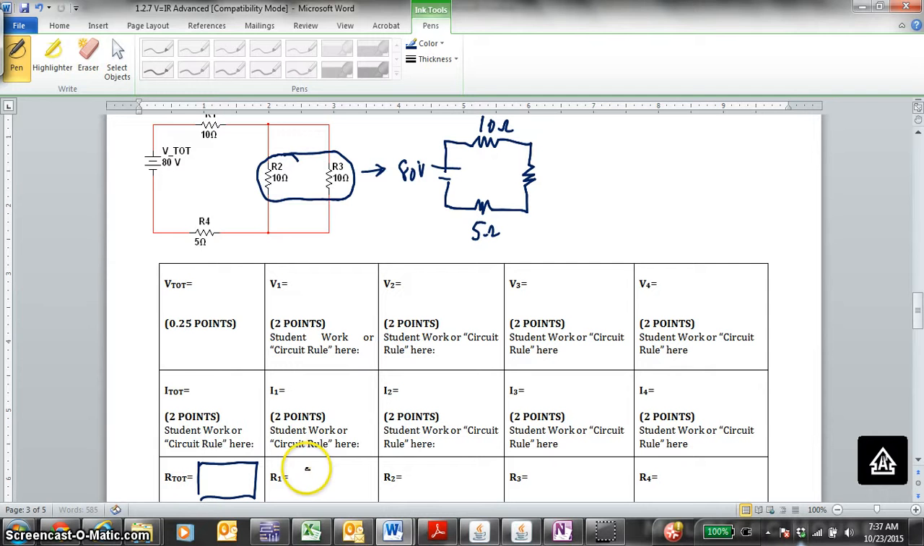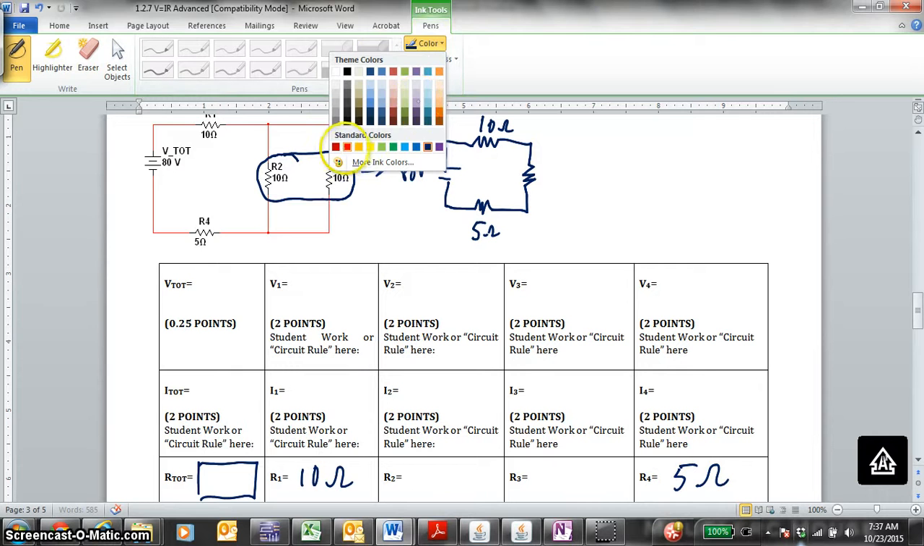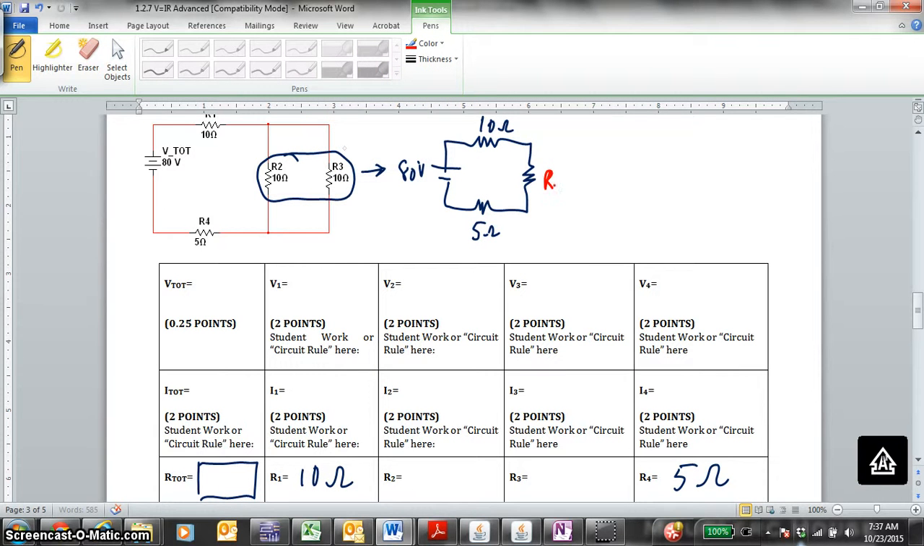So R1, 10 ohms. Individually, R2 and R3 are 10 ohms each. R4 is 5 ohms. So we'll call this R23. Since these two are in parallel, the parallel equation for 2 resistors in parallel is 1 over R23 equals 1 over 10 plus 1 over 10. Should be a 10.